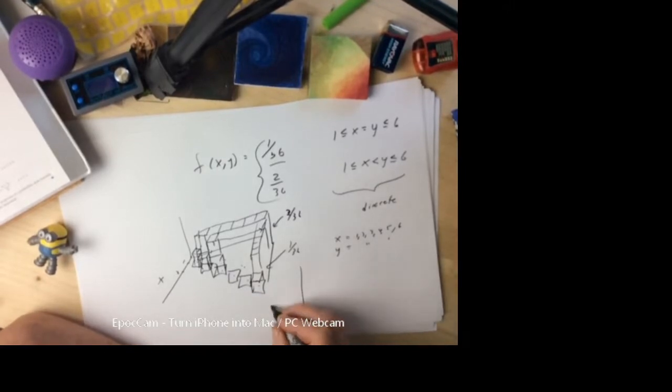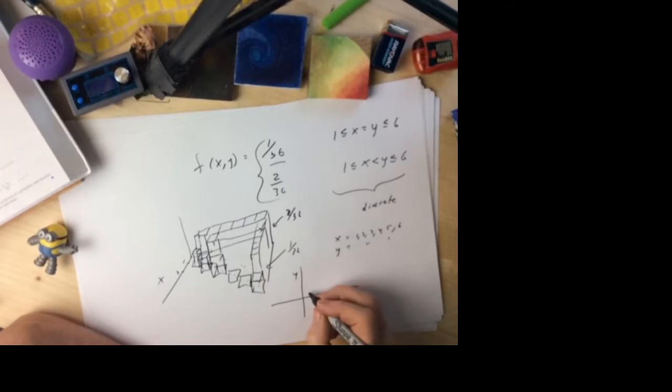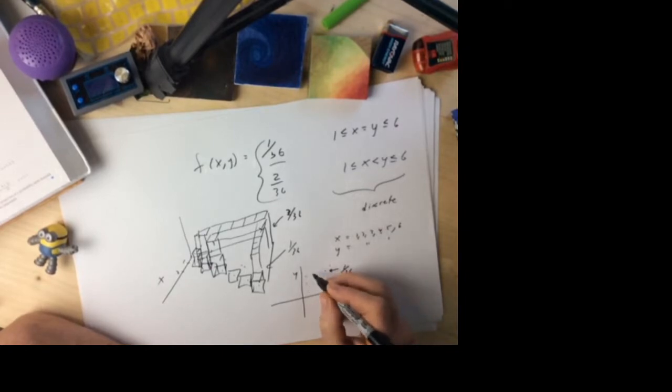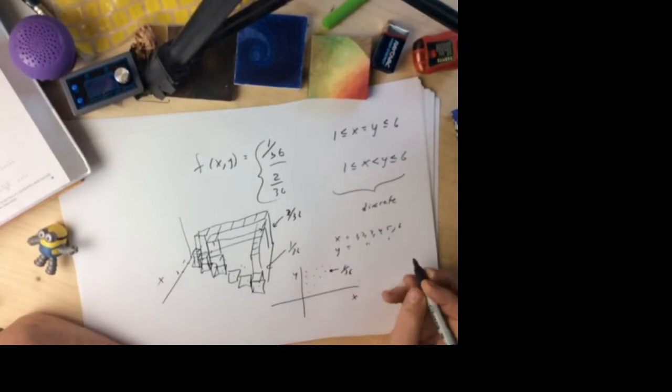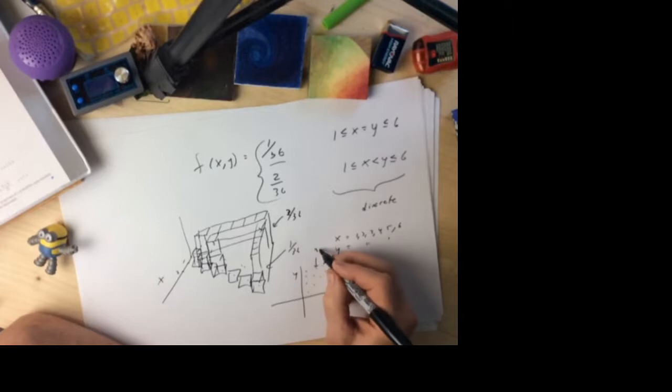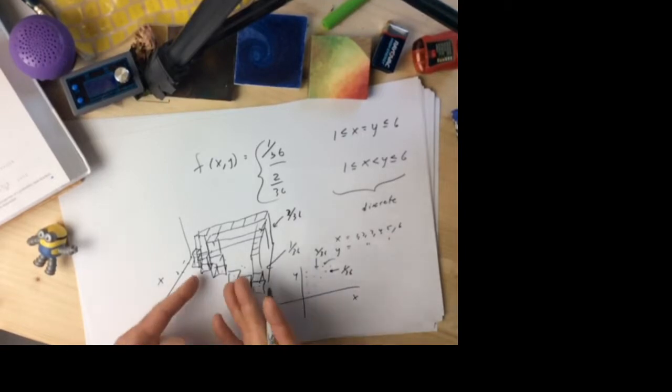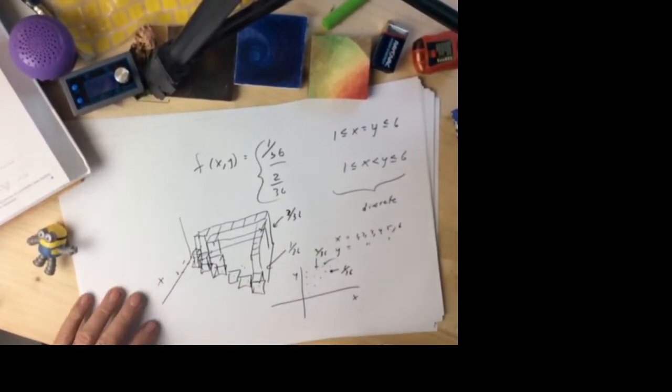Or I can just take and do the x, y. Now here I got x going, y going this way. I can just put some dots, and for each dot I can put 1/36 here, and for each dot over here I can put 2/36. That's not as pleasing, I think, as if we do it this variety.